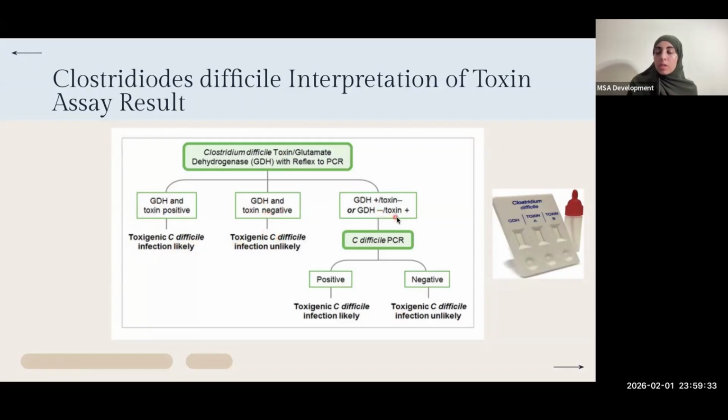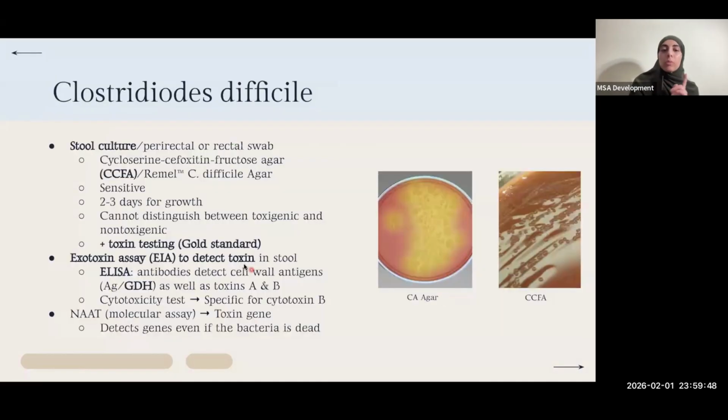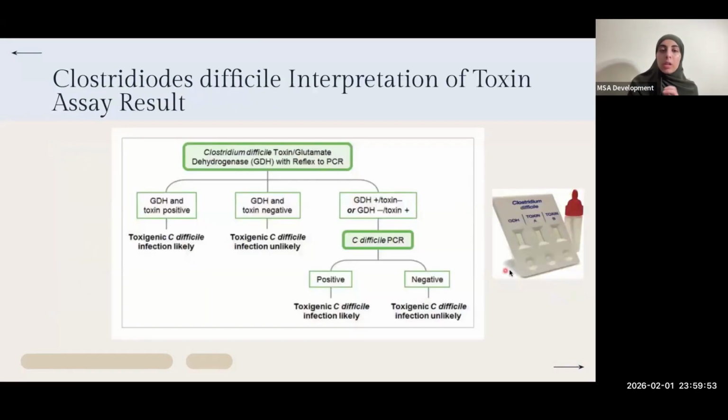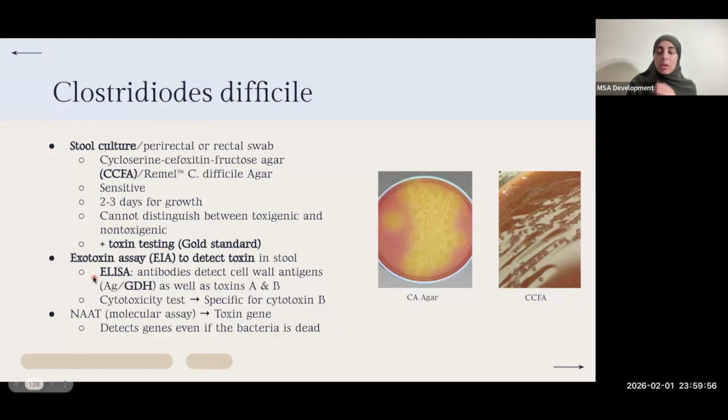If one of them is positive and the other is negative, this is suspicious. Why are they not the same? So you need to confirm by doing a C. diff PCR. If the PCR is positive, then it's probably a toxigenic C. diff infection. If it's negative, then this is unlikely. Okay, so remember, gold standard is to look for the toxin in the stool by using the exotoxin assay. You can also use NAT or molecular assay to look for toxin gene, but the problem with this is that it detects the gene even if the bacteria is dead. These are the cultures. This is the CA agar and this is the CCFA agar.